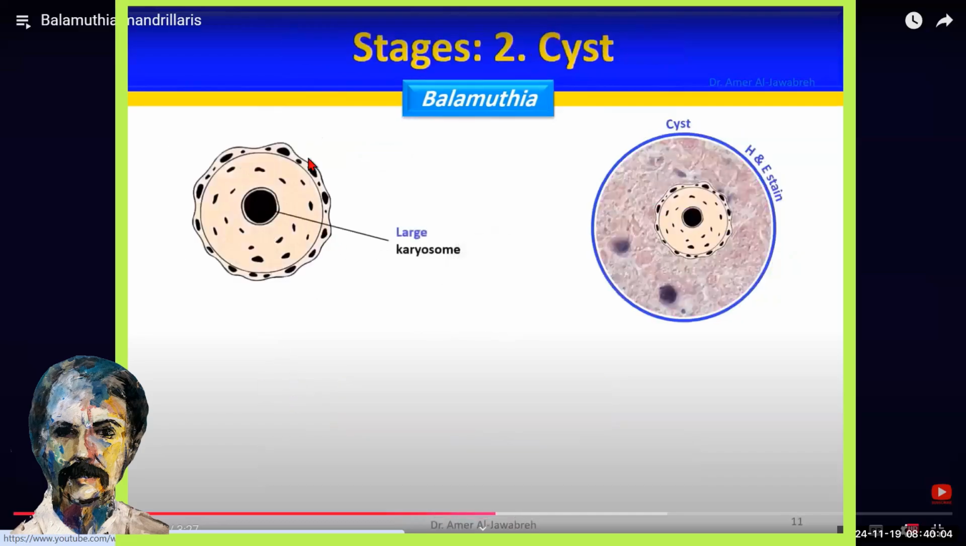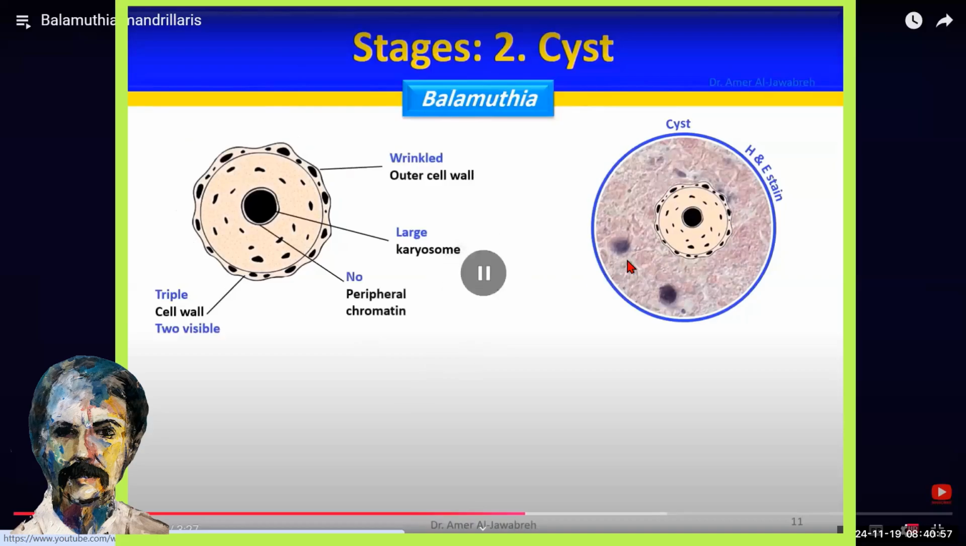This is the cyst. We have a large karyosome, exactly as in the case of the trophozoite, no chromatin, and the cell wall has 3 layers, a triple cell wall. Of these three layers, only 2 are visible. And the outer one has wrinkles. You know, when we get old, our skin becomes wrinkled. That's the outer one. So this is a diagnostic feature. When you see the wrinkles around, then this is a diagnostic feature.